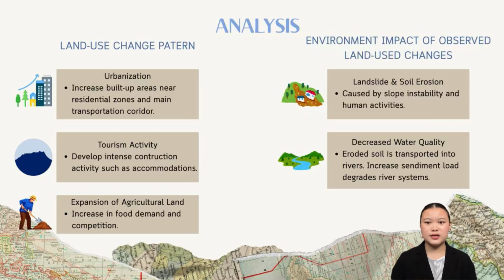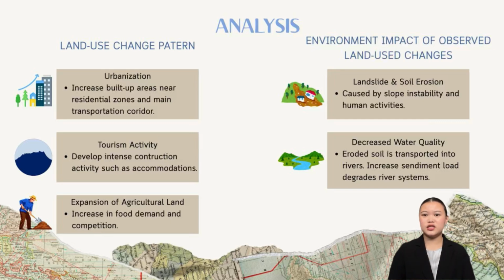Another major impact is the decline in water quality. When soil erosion increases, large amounts of sediment are transported into rivers and drainage systems. These raise sediment loads, which degrade river systems, reduce water clarity, and disrupt aquatic habitats.